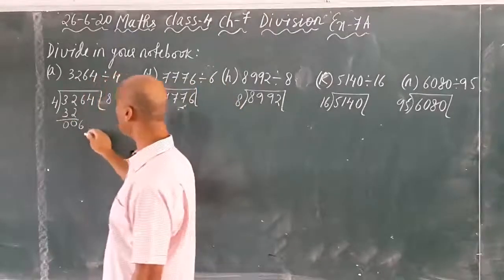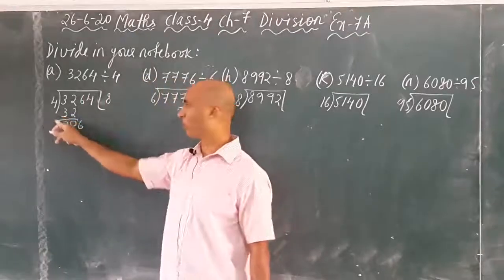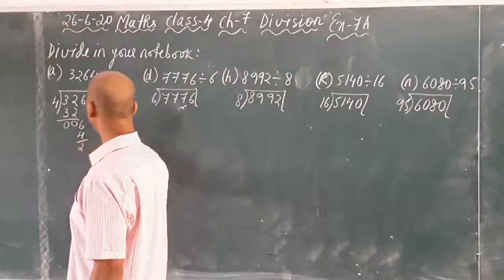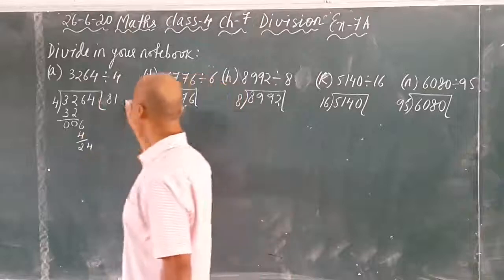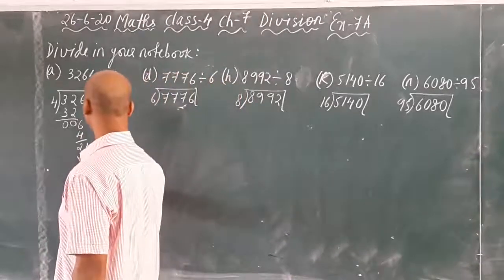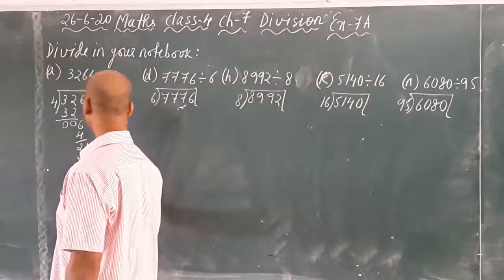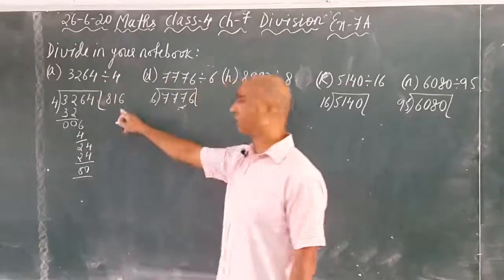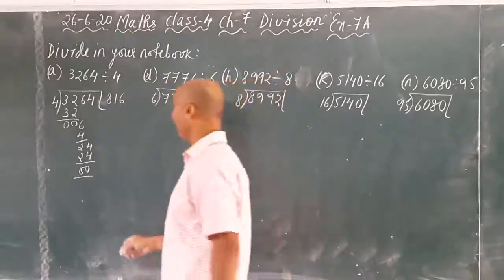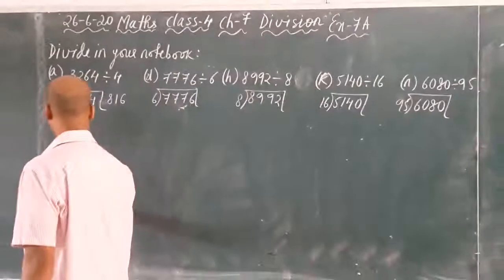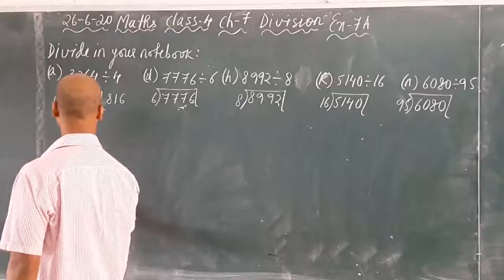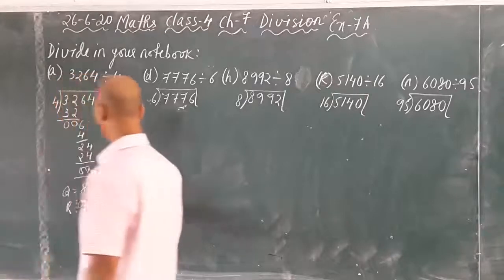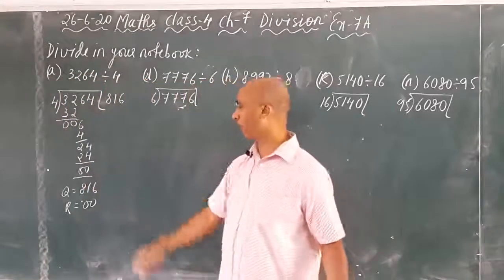Now you will bring down 6. 6 can be divided by 4, so 4 will go one time. 4 1s are 4, remainder 2. You will bring down 4 again, 24. 4 will go 6 times. 4 6s are 24, remainder 0. So the quotient is 816 and the remainder is equal to 0.